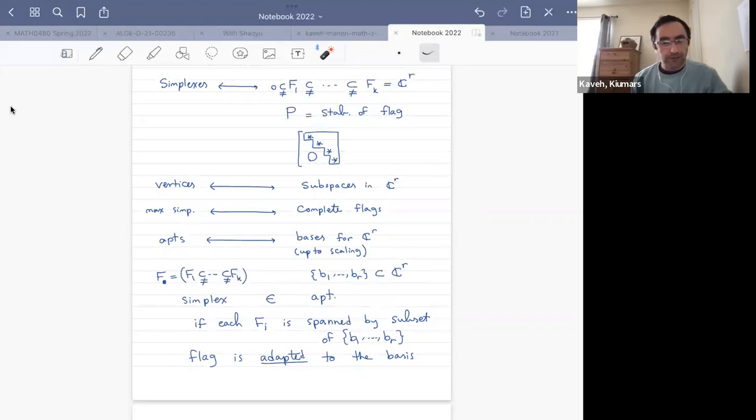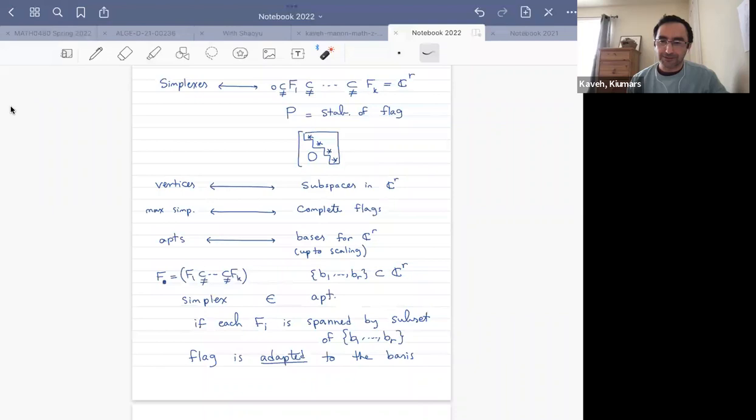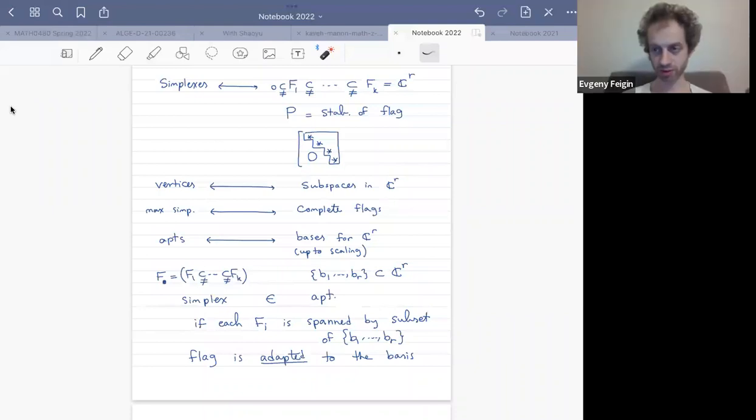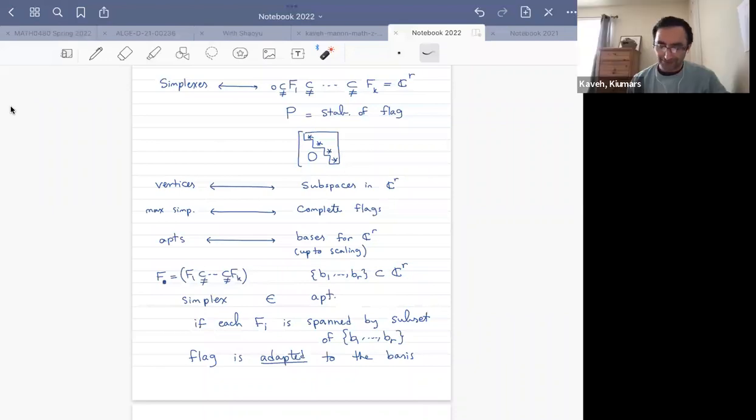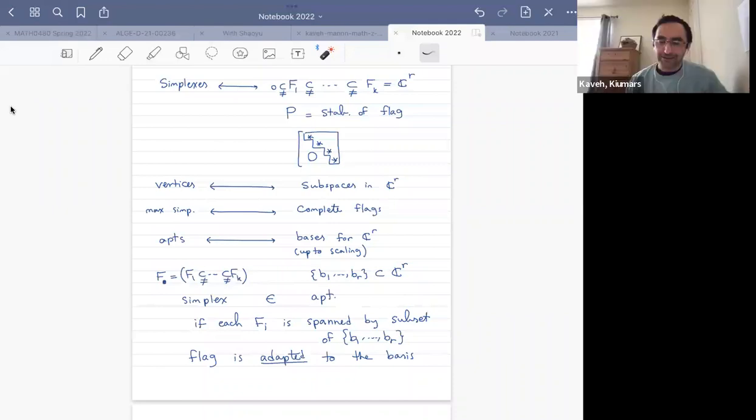You have to consider all flags which are adapted to a standard basis. That's number 2. So the number of complete flags is 4 factorial, I think. Absolutely. Oh, no, sorry, 3 factorial. So we have SL4, yes.